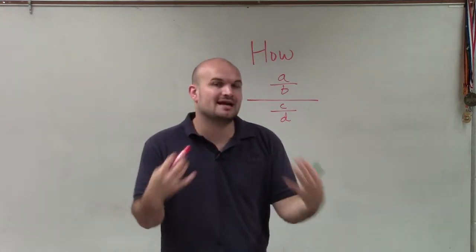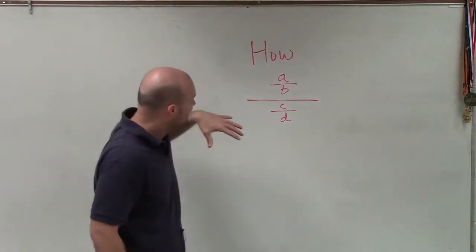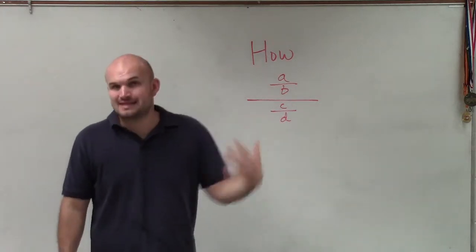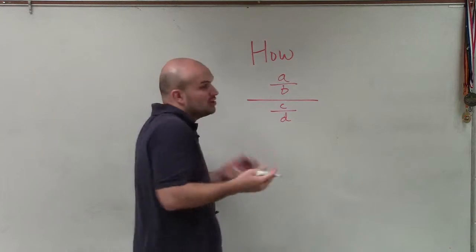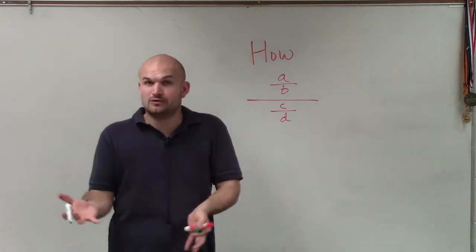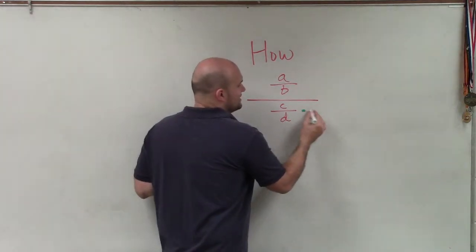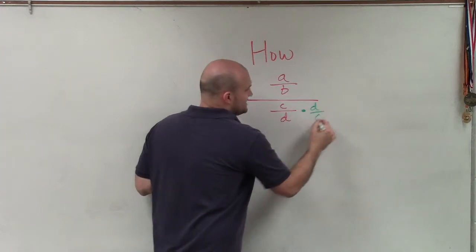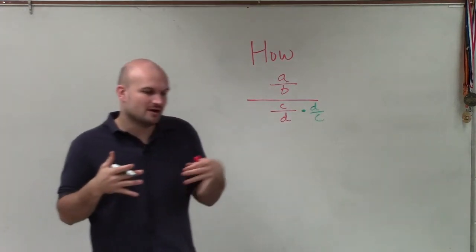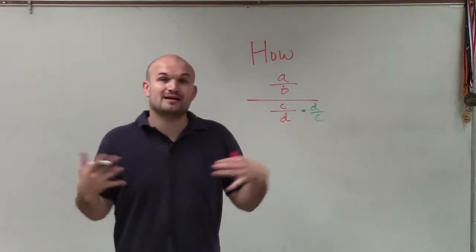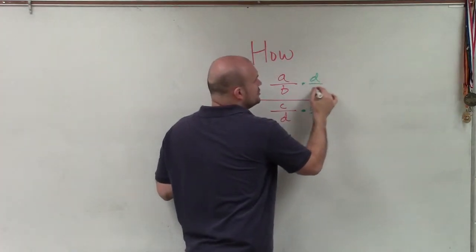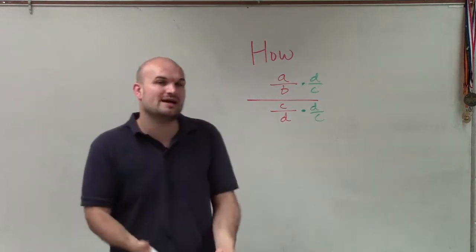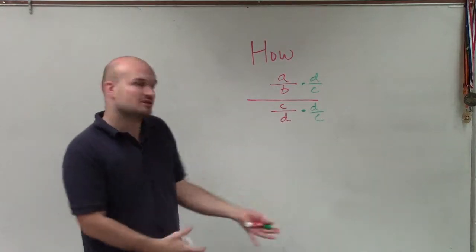So the first method that I like to do to simplify complex fractions is get rid of the fraction in the denominator. And the way that I'm going to get rid of the fraction in the denominator is multiply it by a number that is going to equal 1. And to do that, I need to multiply by the reciprocal, which will be d over c. But remember, whenever I'm multiplying a number in the denominator, I'm going to want to multiply that same number in the numerator to produce an equivalent fraction, so I'm not changing the result.